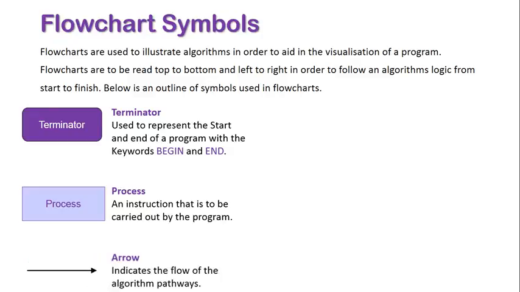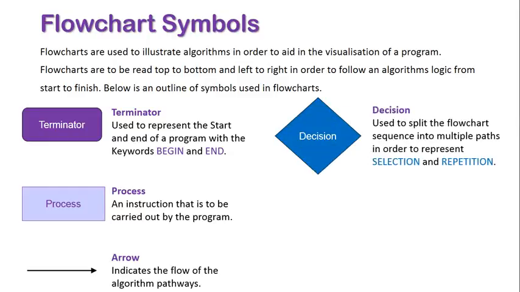Next, we have the arrow, and this indicates the flow of the algorithm. The algorithm has a specific sequence, but there are parts in these algorithms where there may be selection and the arrows have to represent where it splits off down different parts, or repetition, where the arrows are used to illustrate a loop.